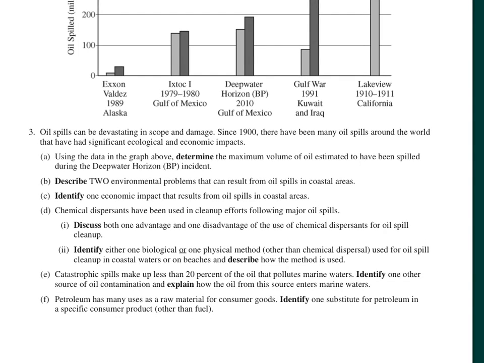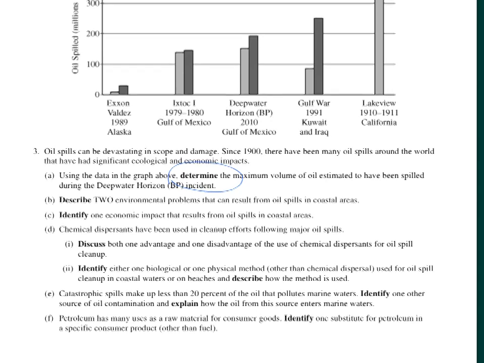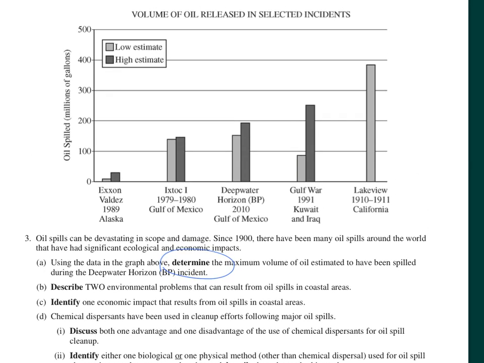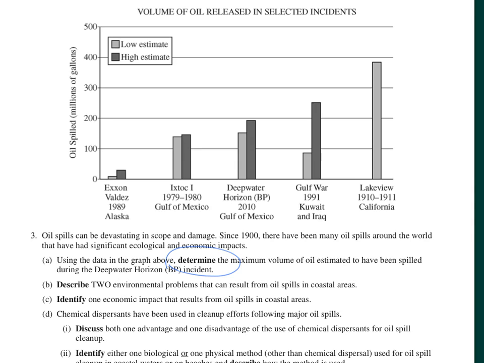And this one for 3A, if you take a look, it says determine the maximum volume of oil that is estimated to have been spilled. So basically this is testing, can you read a graph? Can you look at the Deepwater Horizon section of the graph and determine what that amount should be? That was pretty easy points if you could actually just read the graph.